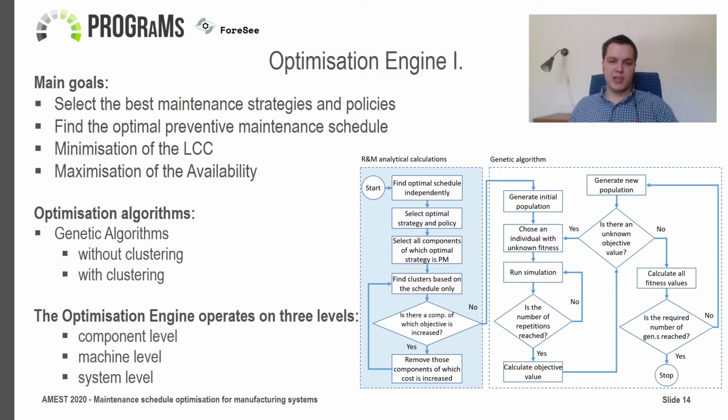The optimization process follows a genetic algorithm-based iterative approach. First, an initial population is created either randomly or based on some analytical optimization. Then, these solutions are evaluated with the R&M simulator. Their fitness value or goodness is calculated, which can be either the LCC, the availability, or the combination of these two. The best solutions are kept, a new population is generated, and the process repeats until the predefined number of generations has been reached. The final result will be the solution with the highest fitness value.